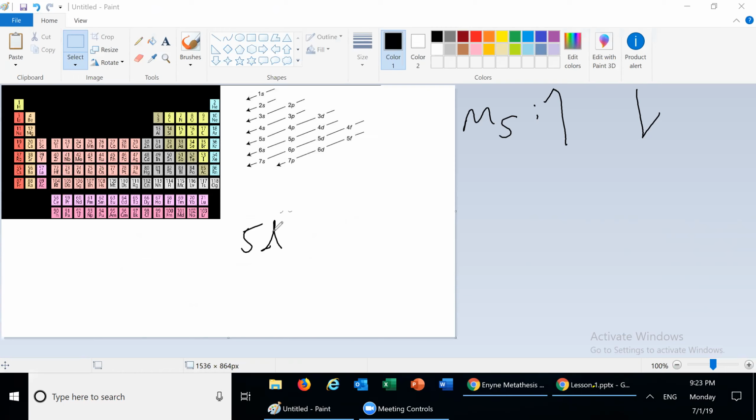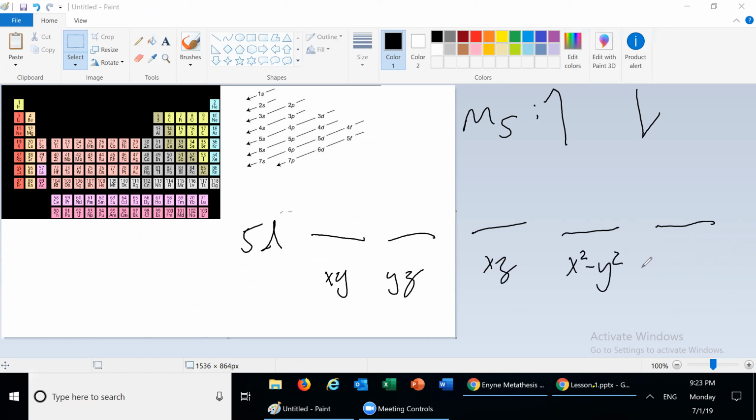Okay. So I'll represent these orbitals as these lines. Does that make sense? We can give them labels if we want. So xy, yz, xz, x squared minus y squared, and z squared. You don't need to know the labels, but they're kind of cool, I guess.